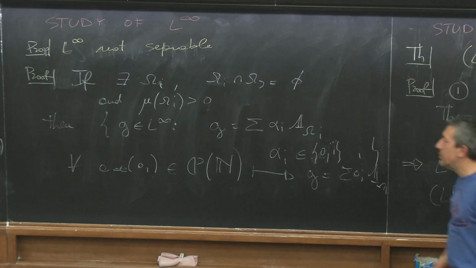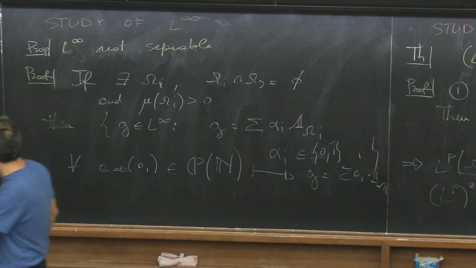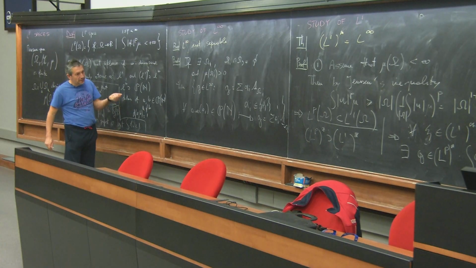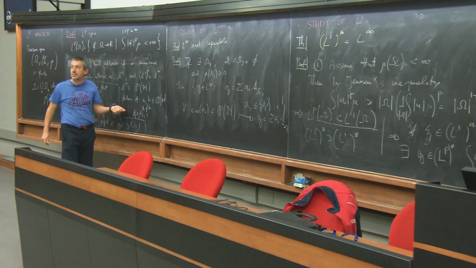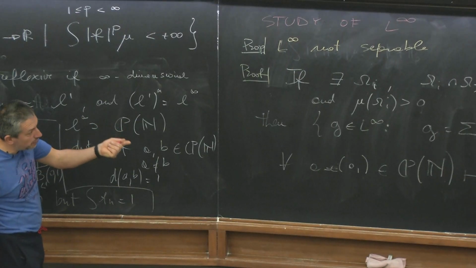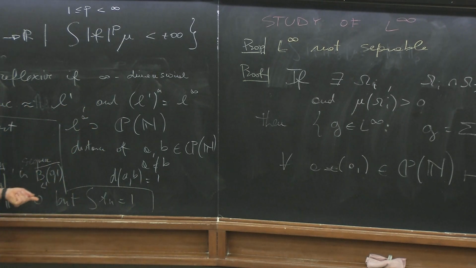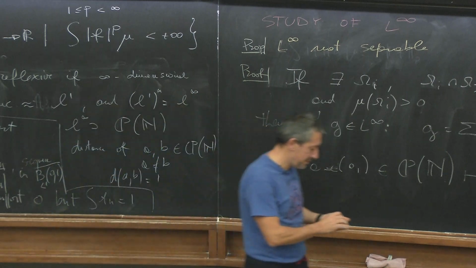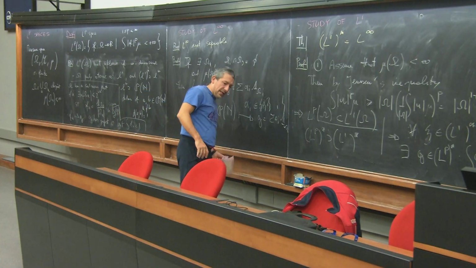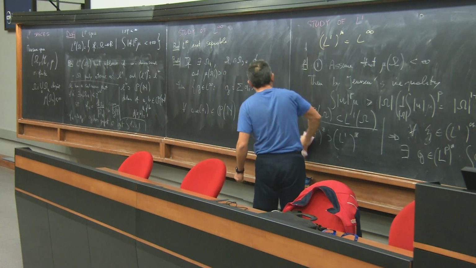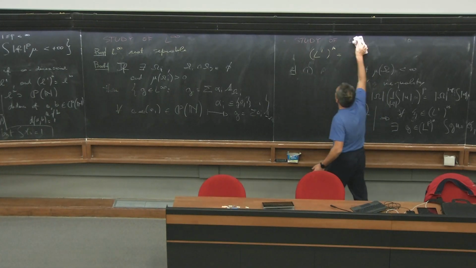And now, if you go back here, what happened? The L infinity distance of these sets is always 1, because they differ by 1 on a set of positive measure. So the thing is exactly the same as here. And so, in particular, there are functionals which are not in L1. Over L infinity, you have functionals which are not in L1.